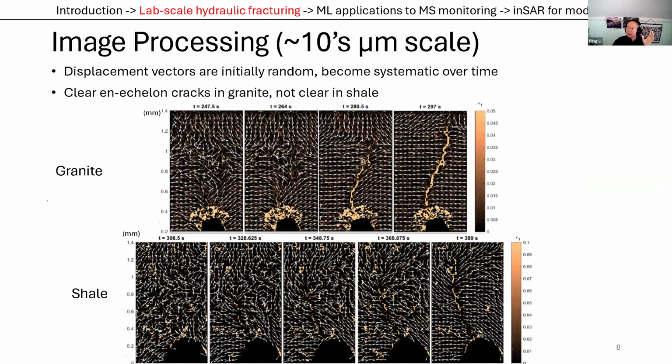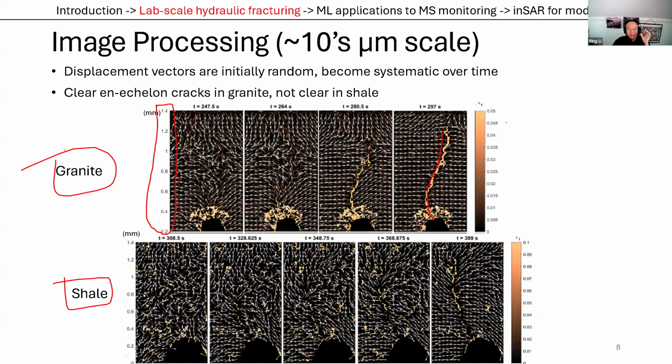So here I'm showing this microscope view. You'll note that the scale is quite small. So the viewing window is about 1.4 millimeters. So we're really just looking at the first few grains in terms of granite that are being fractured under these stresses. So I have this for granite, and I also have this for an Opalinus clay shale from Mont Terri in Switzerland.